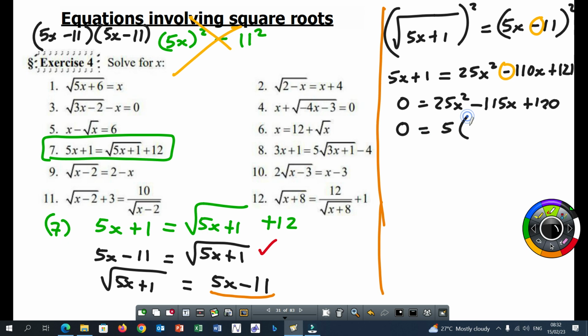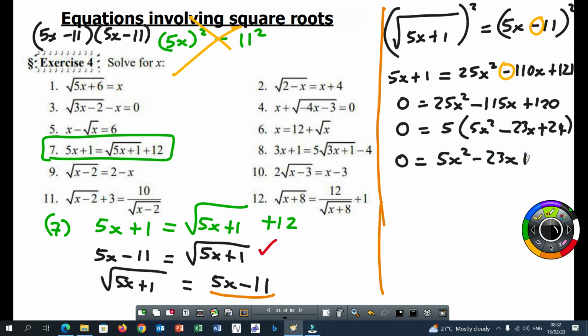Check out the common factor. So I'm going to factorize by a common factor. Okay, that will be 20, 5 in the 20, that will be 23x, into that will be 24. So eventually, my equation, if I divide both sides by 5, I'll get 0 equal to 5x squared minus 23x plus 24. Right?